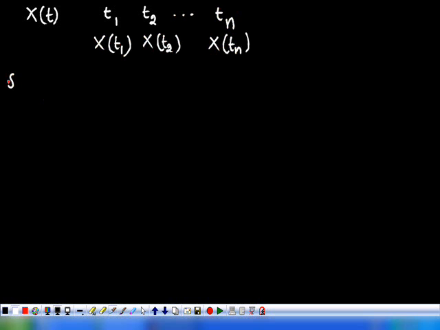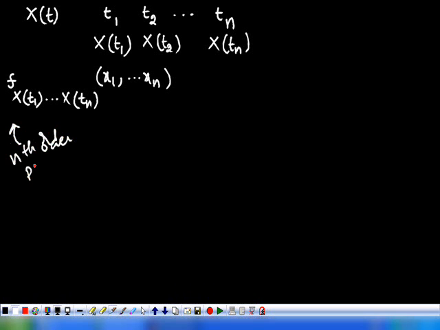Then this f X of t1, t2, ..., tn of x1, ..., xn is the joint probability density function of all these random variables. So this is called the nth order joint probability density function, the nth order probability density function of all these random variables. It is a joint density because all the random variables are jointly distributed, as they belong to the same process.